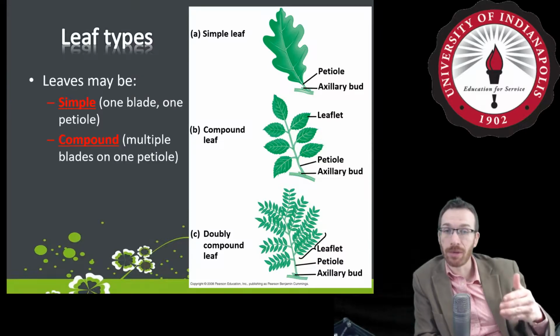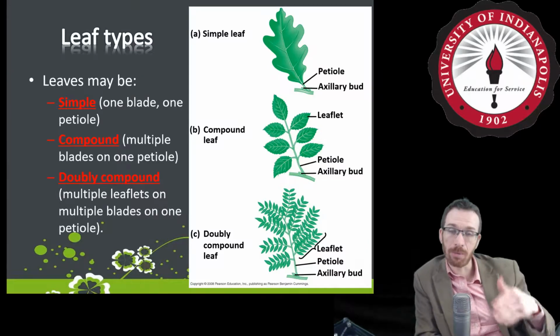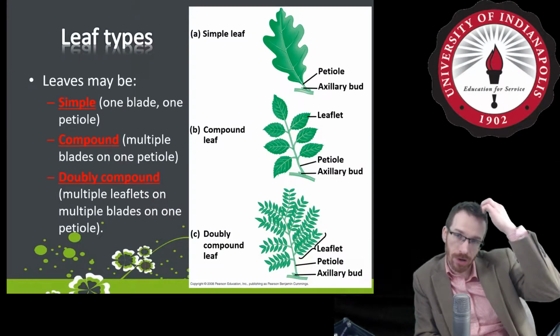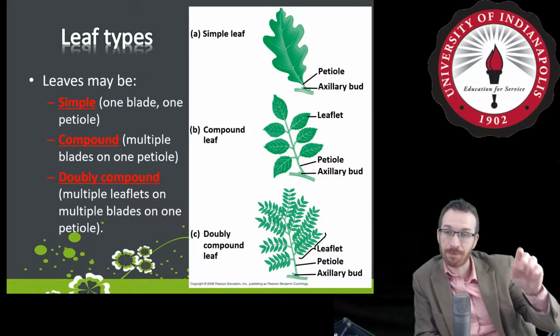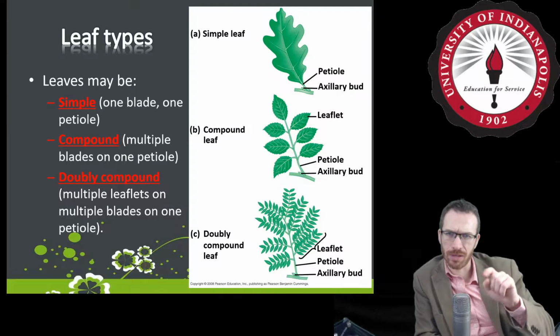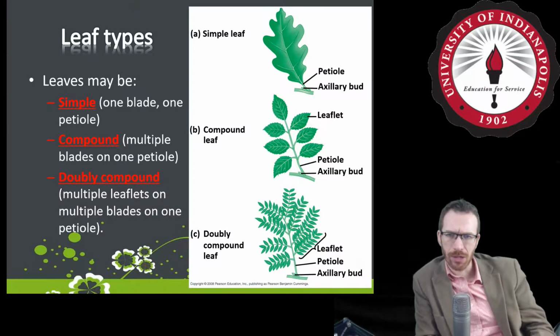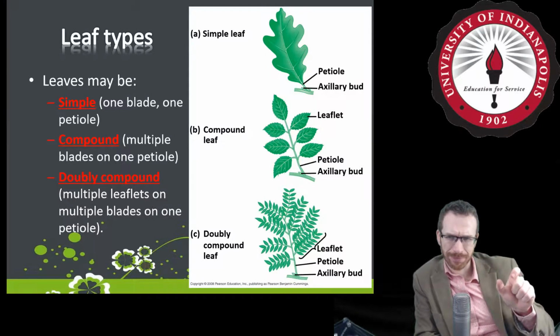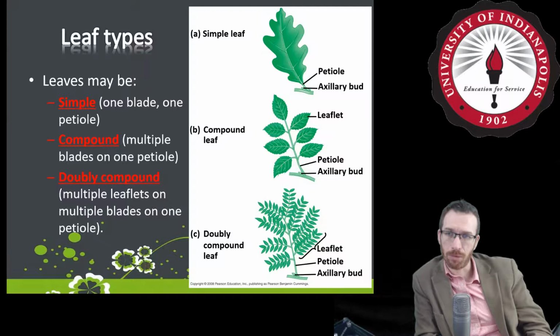And you can even double this again, where you have a doubly compound leaf, where you have multiple leaflets on multiple blades on one petiole. And so notice in that diagram on the bottom, you have leaflets, and those leaflets are attached to basically multiple blades on a petiole.